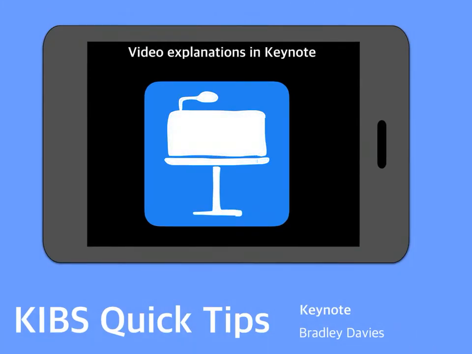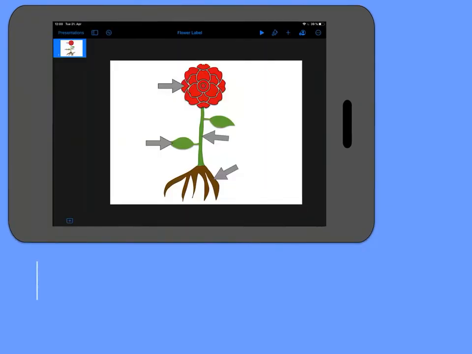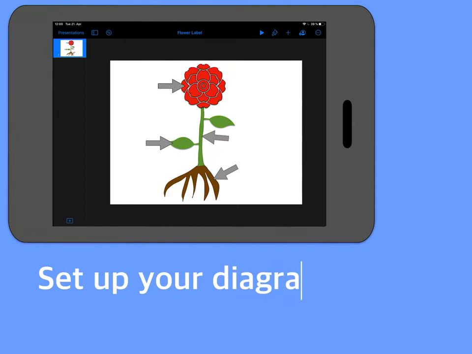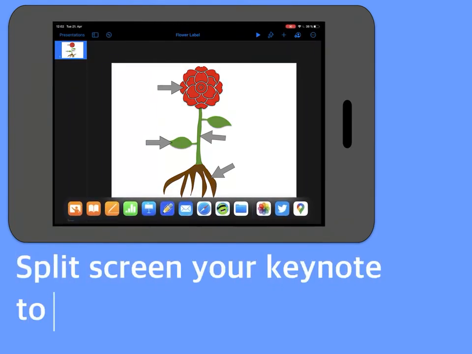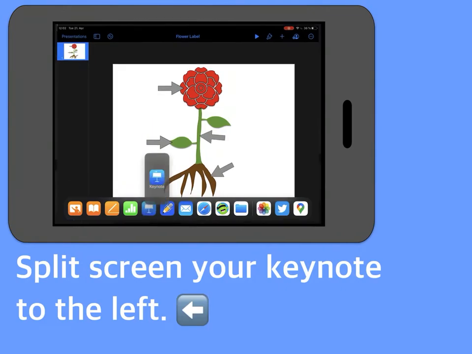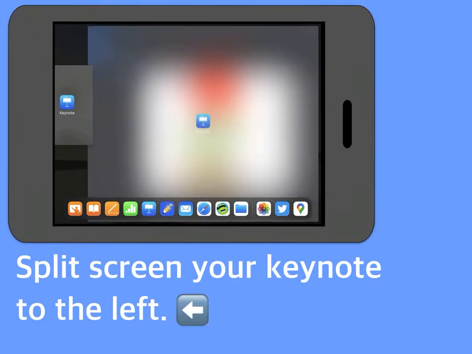For this video I will be showing you how to use video explanations in Keynote. First, set up your diagram of whatever you want to explain. Then do a split screen with Keynote and make sure you put it to the left side of the screen so you're looking at the camera more.